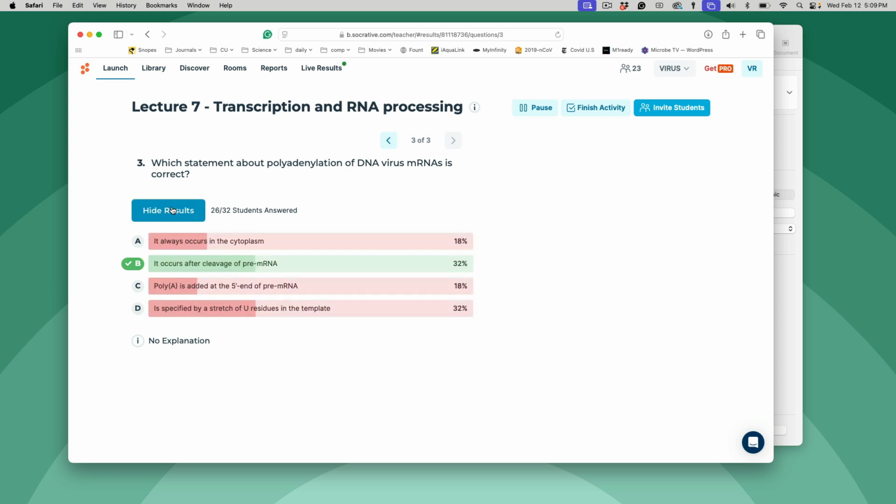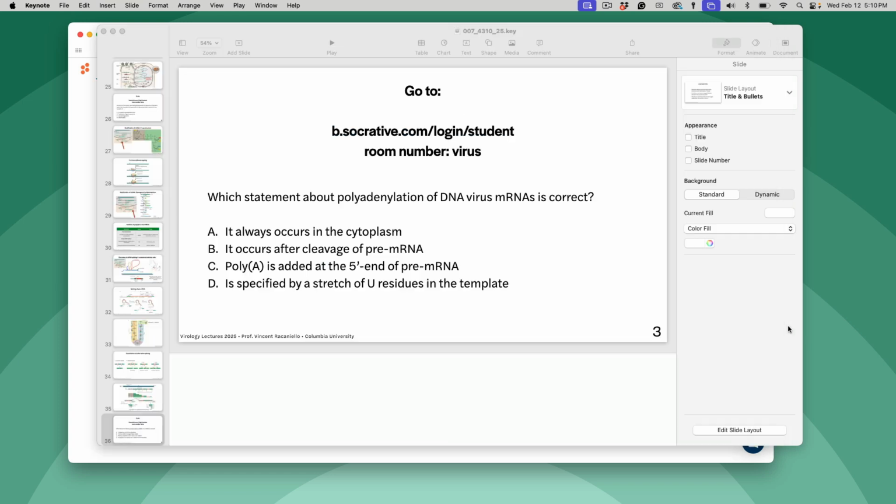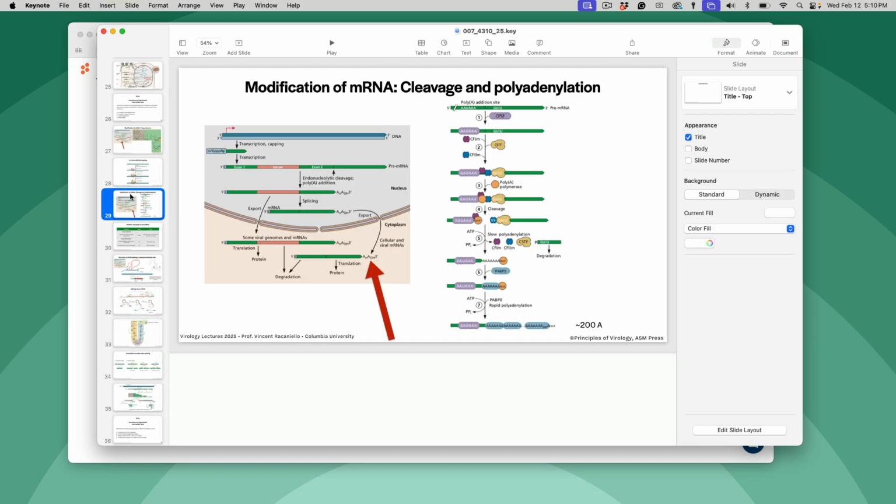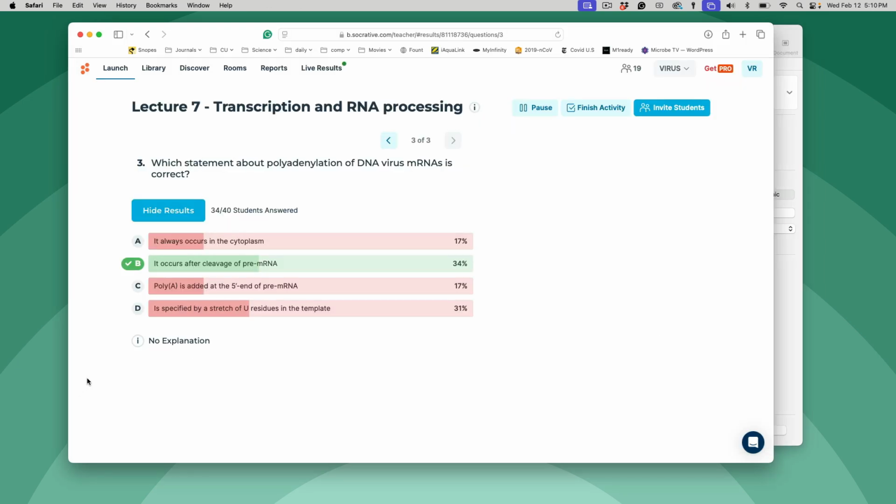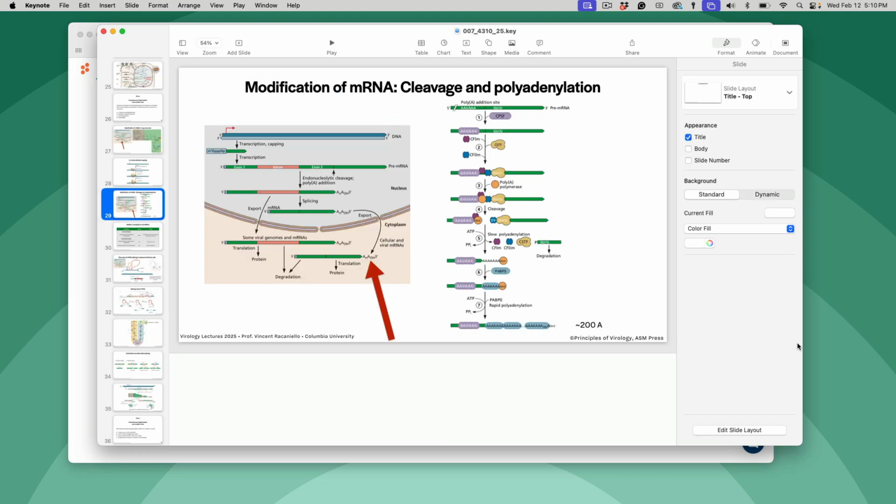Look at that. A real mix. So does it occur in the cytoplasm? No, it occurs in the nucleus. I'll show you. Let's see, where would that picture be? Here. All this stuff, this endonucleolytic cleavage and poly-A addition, happens in the nucleus. And then what is exported is already polyadenylated. So it occurs after cleavage of pre-mRNA. Yeah, that's the right answer.